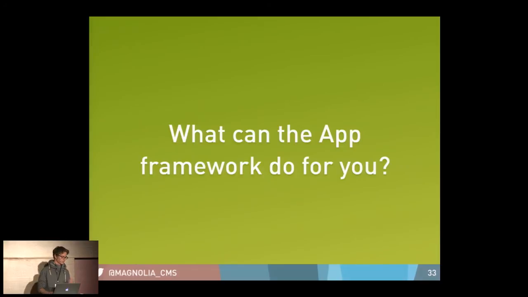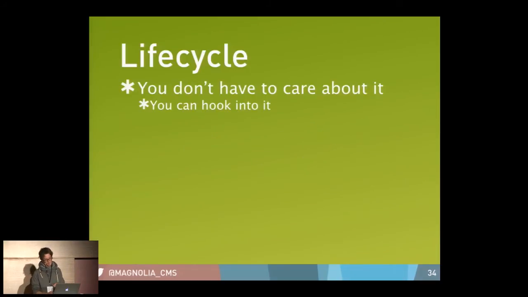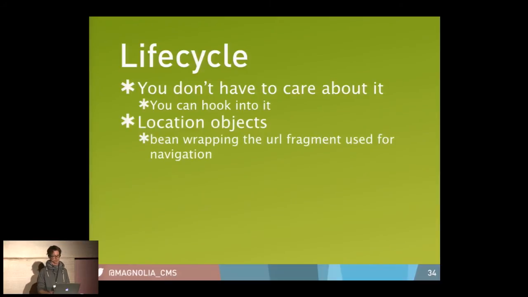So what can the app framework do for you? And what is it actually good for? For example, the life cycle of your apps, when you close and open and switch between them. All this is taken care of by the app framework, so you don't really have to care about it. But on the other side, you can hook into its life cycle. So when your app starts, you can implement your own implementations on how to react.